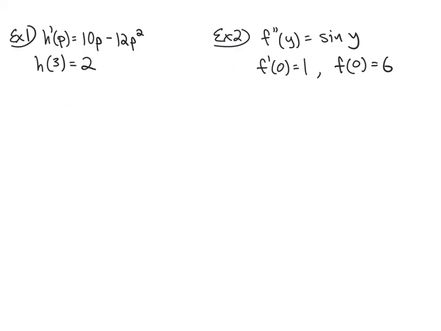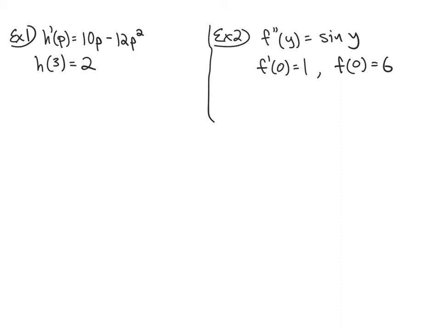All right, let's take a look at example 1. I think it's easier for you to see now what I was trying to get across on the last slide. You are given a derivative and then some information about the original function. Notice there's no prime here. This is dealing with h of p, the original function. If we find an antiderivative, that means we take 1 prime away.